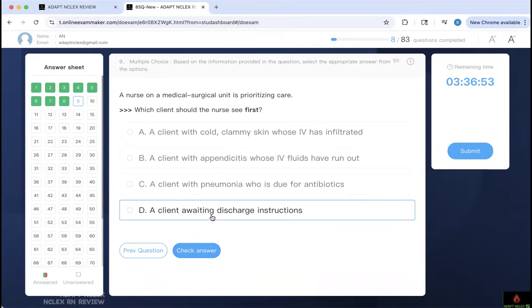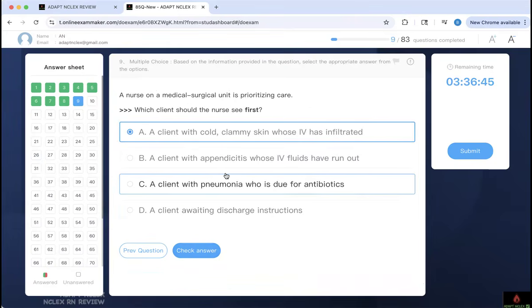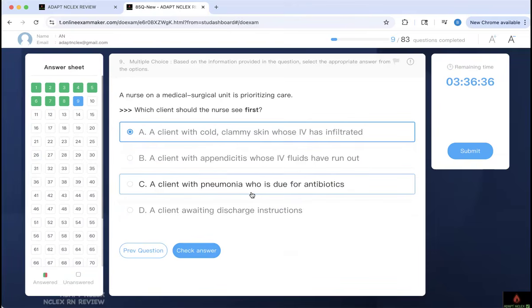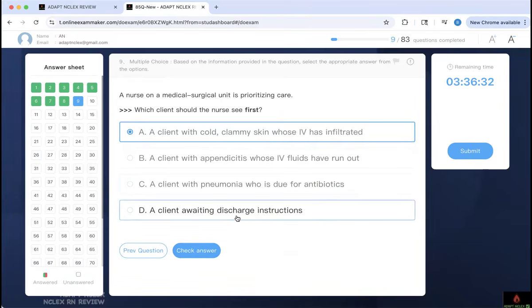Who do you think you need to see? Pick an answer, let me know. But I can tell you the right answer is A. Cold, clammy skin, it means shock. This guy is in shock. Be sharp, right? Appendicitis, you need IV fluid, we'll give it to you. Pneumonia, you need antibiotic. We've got to hurry up and give it to prevent sepsis. You are awaiting discharge, you have time. But you have cold, clammy skin, you are in shock. We've got to see you.